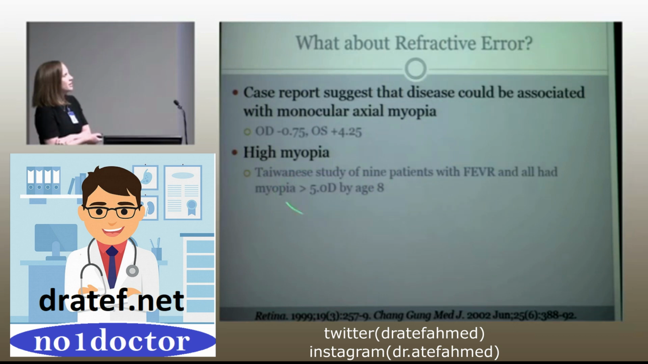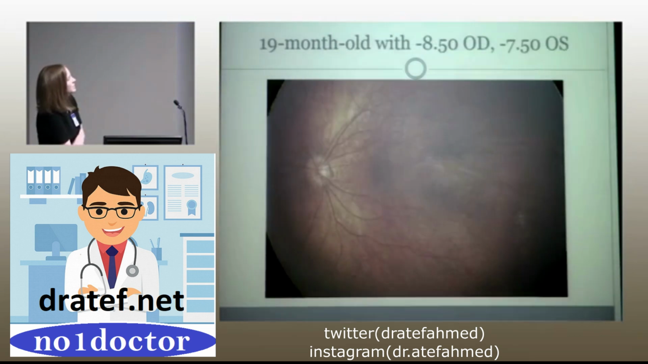Also, kids with really high myopia, I wonder about that as well. There was a Taiwanese study published in 2002 that looked at nine patients with FEVR that they saw consecutively in their clinic, and all of them had myopia of greater than 5 diopters by age 8.